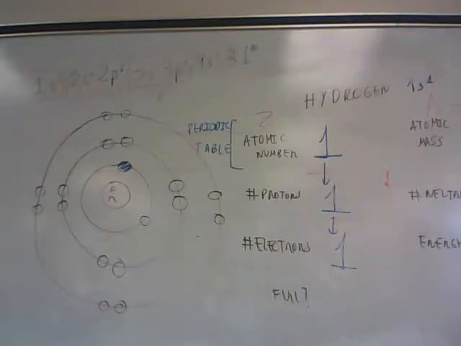Protons and electrons are always the same. It's the atomic number. And neutrons come from subtracting the atomic number from the atomic mass, because atomic mass is the number of protons plus the number of neutrons. Okay? So if you take protons plus neutrons minus protons, you get neutrons. Is that right or not?